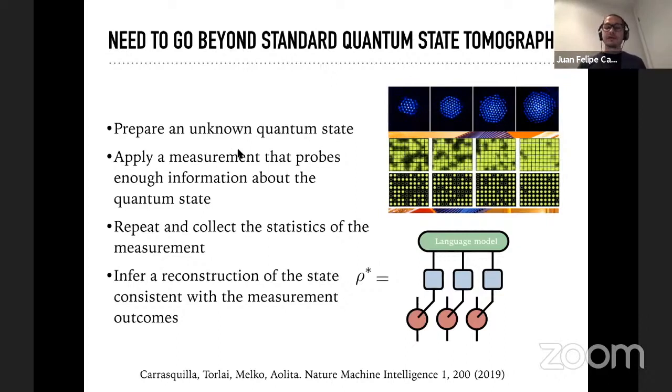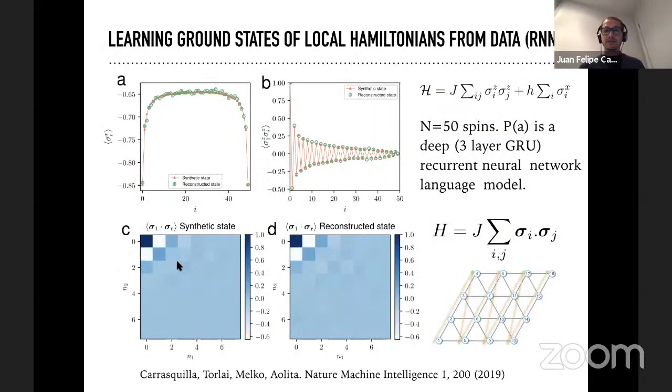And so how it works is you prepare the quantum state that is unknown, and then you apply these measurements M on the state such that you probe enough information about the quantum state. And you repeat this on and on until you collect enough statistics about the state. And then what we do is we infer a reconstruction rho star using, again, these recurrent neural nets. And this was a paper that we published last year in February, where we used this idea of recurrent neural nets for quantum states. And so let me show you a couple of examples.